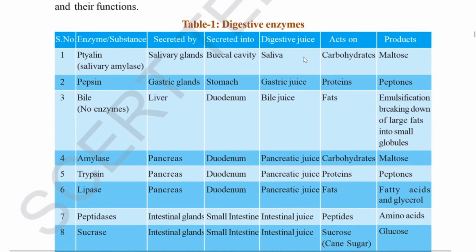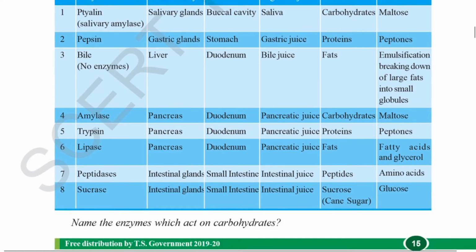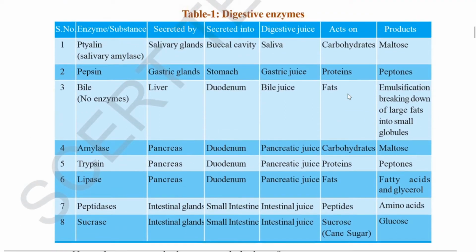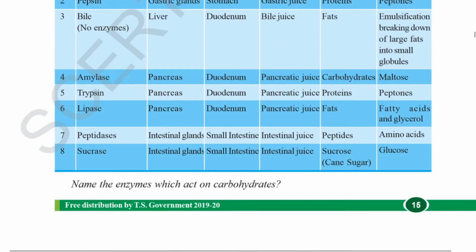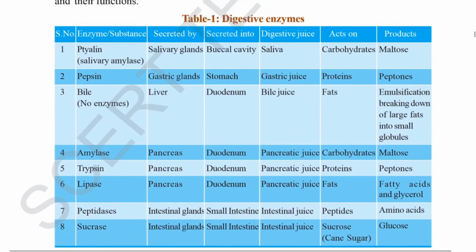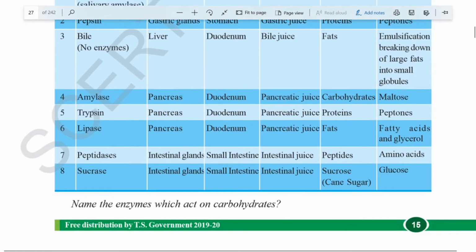Then the digestive juices. What is in saliva? Ptyalin. Gastric juice, bile juice, and this pancreatic juice, as they are released by the pancreas. This is released by the bile, so bile juice. This is pepsin released by the gastric gland, so gastric gland juice. Ptyalin by the salivary gland, so saliva. And intestinal juice. So easy. So first carbohydrates, protein, fats, and peptidases, sucrases, cane sugar.